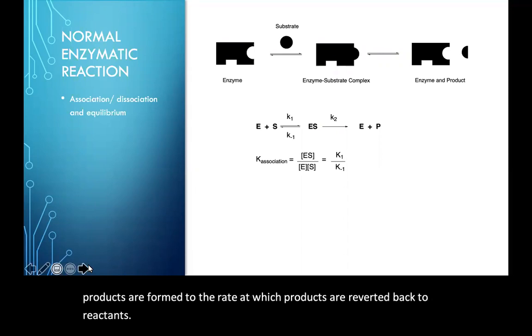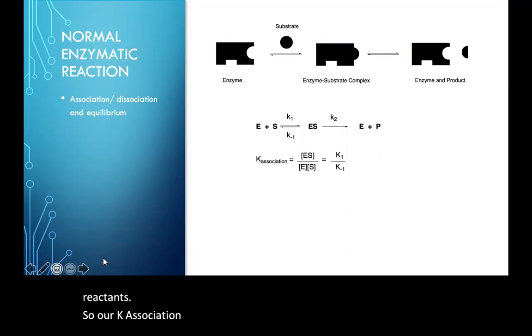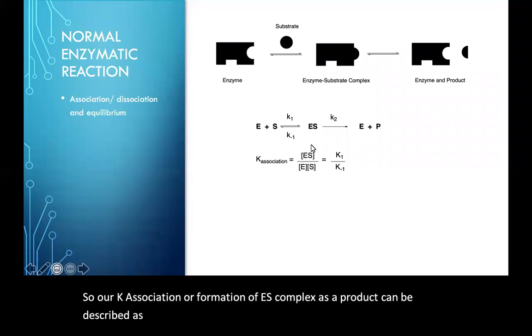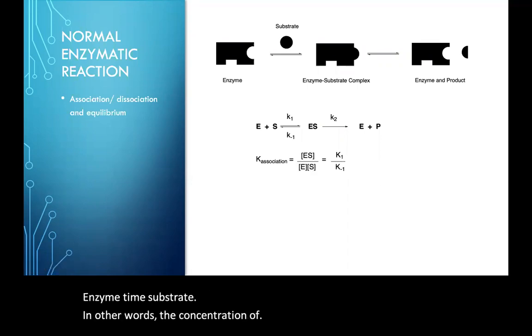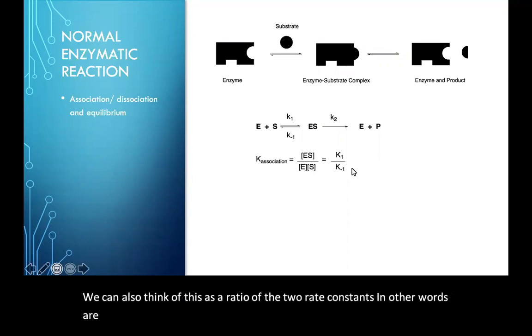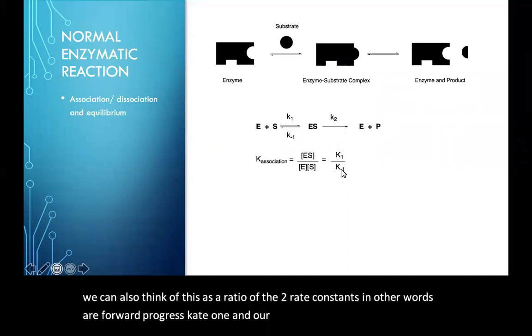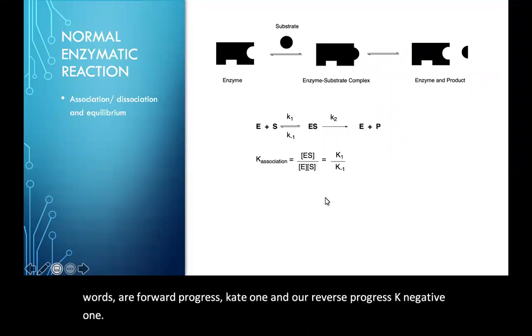So our K association, or formation of ES complex as a product, can be described as the concentration of ES over the concentration of enzyme times substrate. In other words, the concentration of products over reactants. We can also think of this as a ratio of the two rate constants. In other words, our forward progress, K1, and our reverse progress, K negative 1. Okay, so they're a ratio of these two.